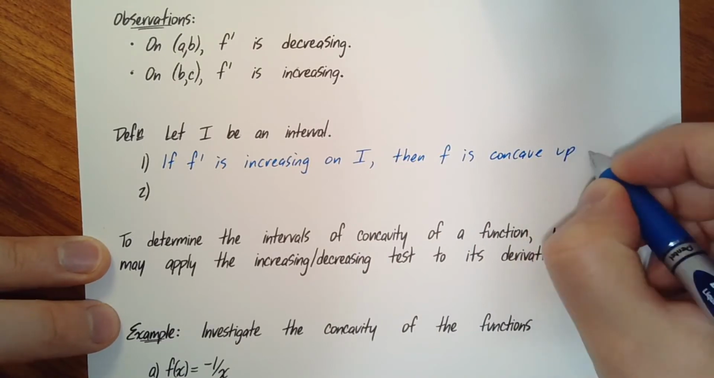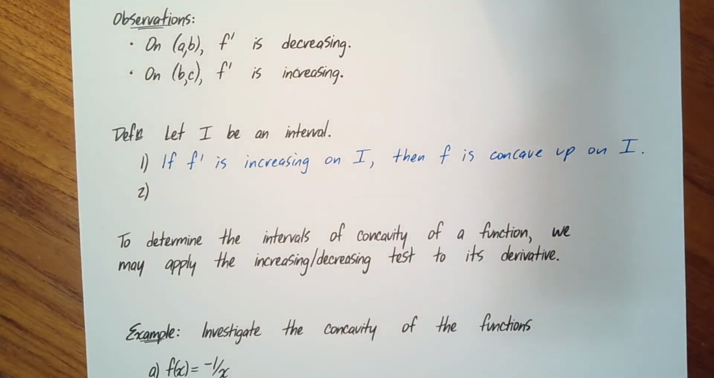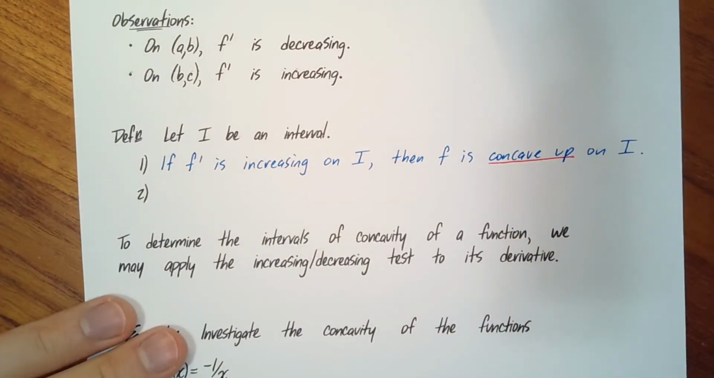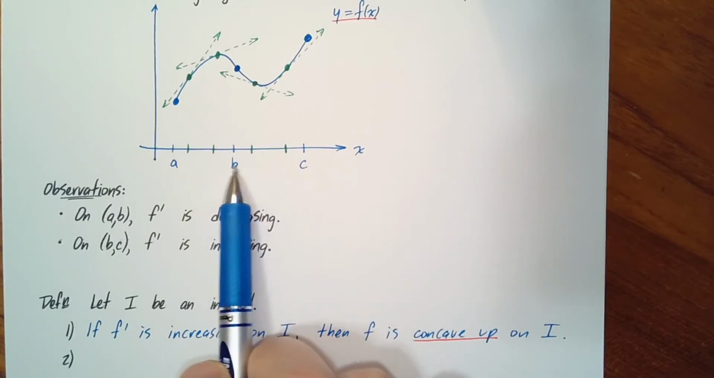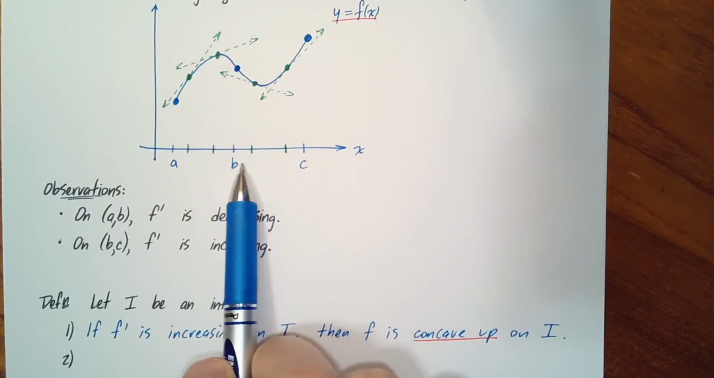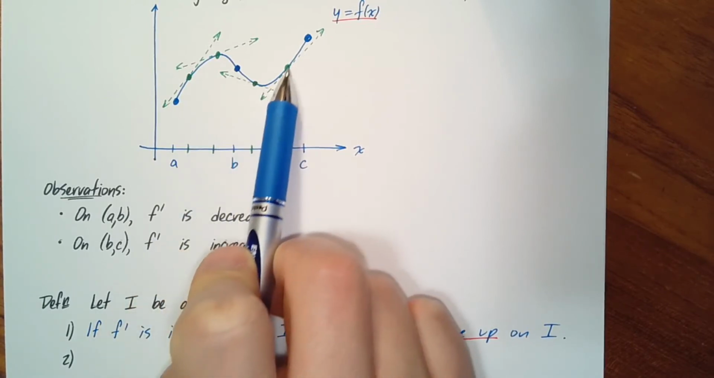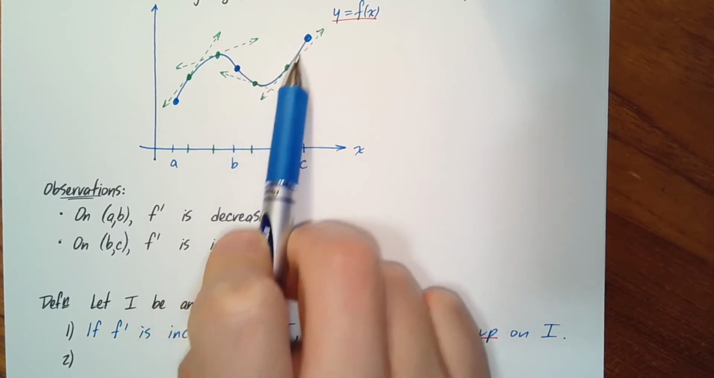That's concave up on I. Okay, so that is the definition of concave up. And so for an example of that, consider the interval between B to C here. Consider this an interval of x values. From this point here all the way to this point here, this segment of the graph, it's concave up. It's curved in the upward direction.